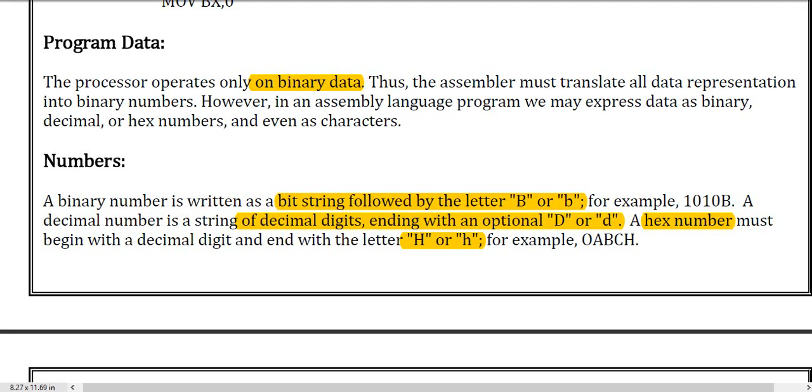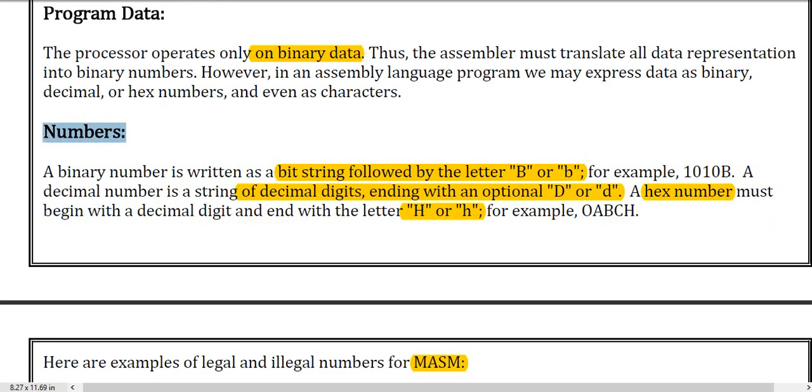For example, 1010B. A decimal number is a string of decimal digits ending with the letter capital D or small d. A hexadecimal number must begin with a decimal digit and end with the letter capital H or small h. That is the reason we can see by this H that this one is a hexadecimal number. If you have D after some numbers, you can denote that this one is decimal. By B, you can denote that this one is binary.